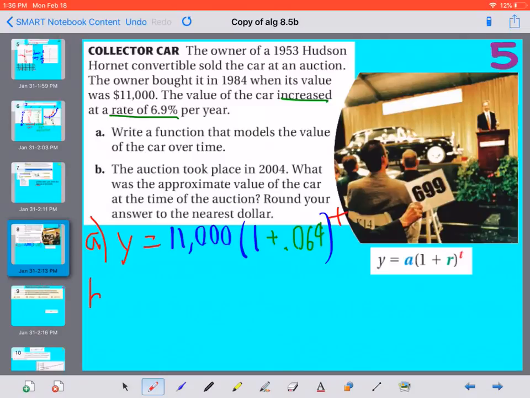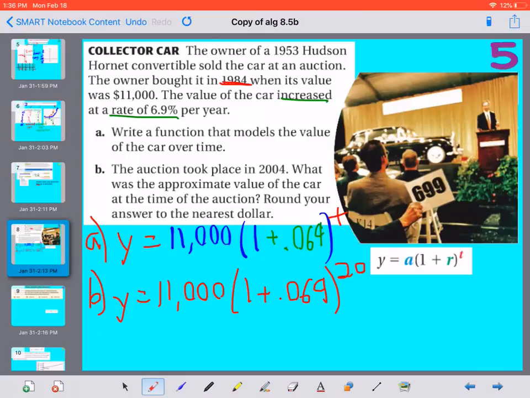So we are going to use that function rule to answer B. It says the auction took place in 2004. What was the approximate value of the car at the time of the auction? Round your answer to the nearest dollar. So we're going to take our equation, y equals 11,000 times 1 plus 0.069. Now our time changes. The auction took place in 2004. When the owner bought it, it was 1984. So the time has been 20 years.